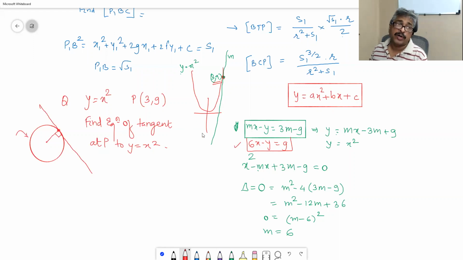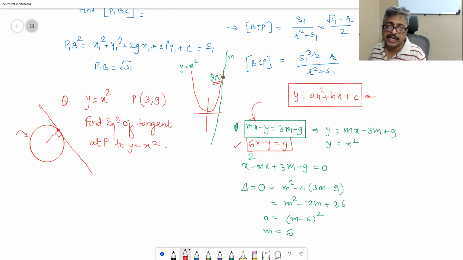So this is a more versatile method of finding out tangent because we are not dependent on any special property of the curve. We are depending on the theory of quadratic equation. Coincident roots, geometry says it is tangent. That is what we have done. We assumed some slope and we said we want coincident roots. So solved simultaneously and got coincident roots.